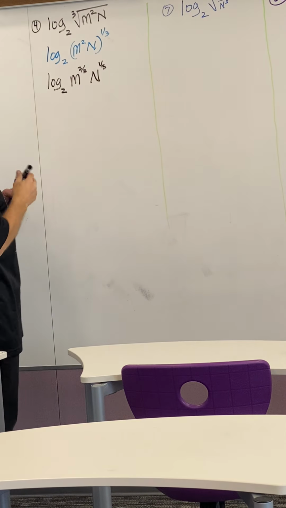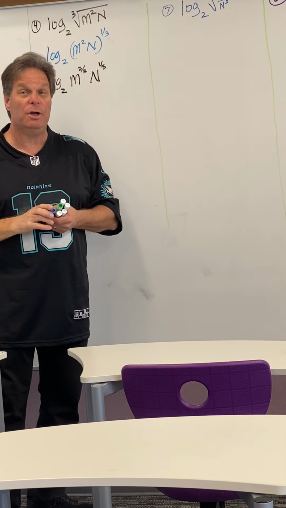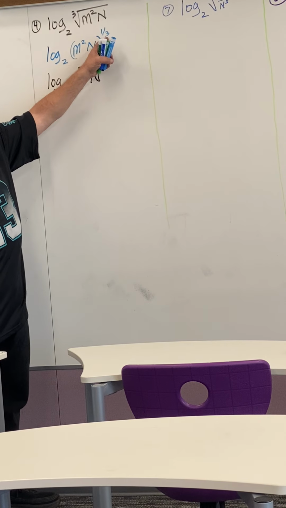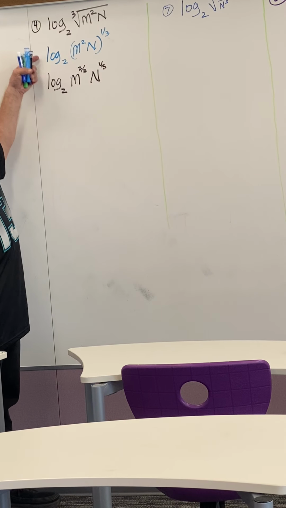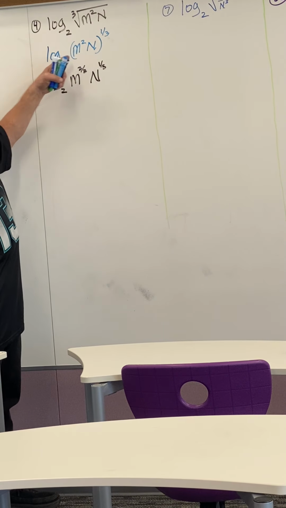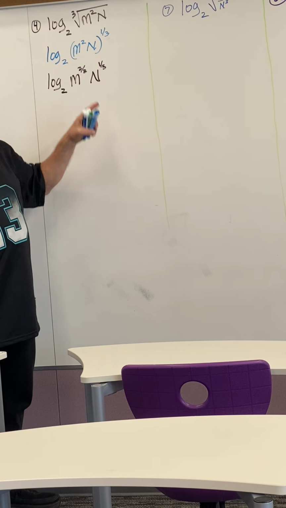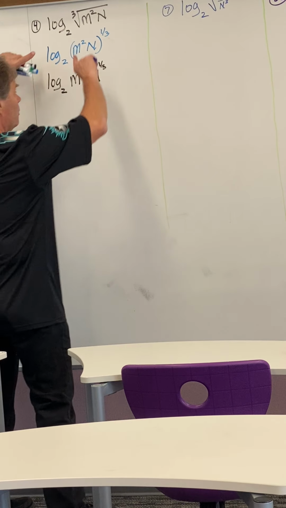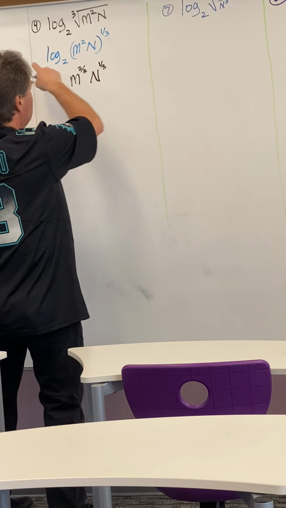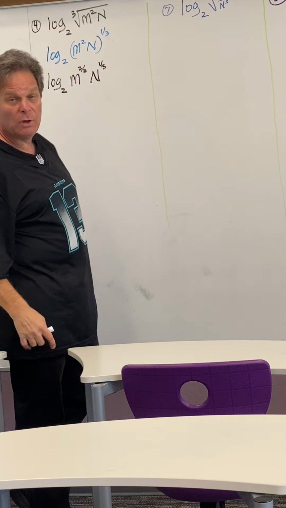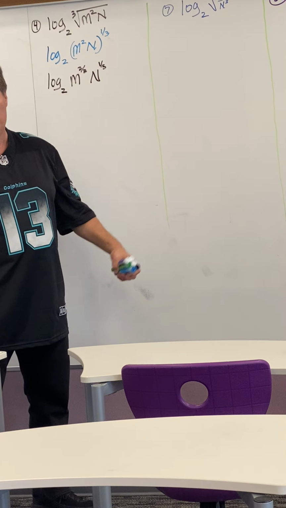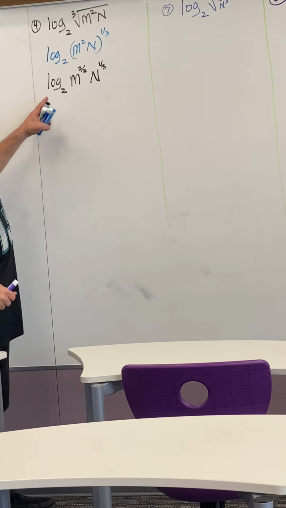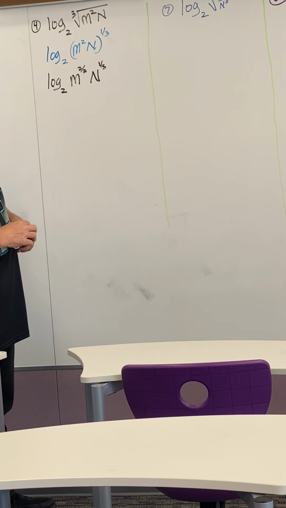That works fine. One other option you have here that I would not recommend is you could use the third law and pump the 1/3 out front right here and get 1/3 log base 2 of m squared n. But then when you split the multiplication up here into addition of logs, you better remember to use a parenthesis so you distribute that 1/3 to both of those. So as long as you remember that, you can do it that way, but be careful. I wouldn't recommend it. I would recommend doing it this way. That's how I would do it.